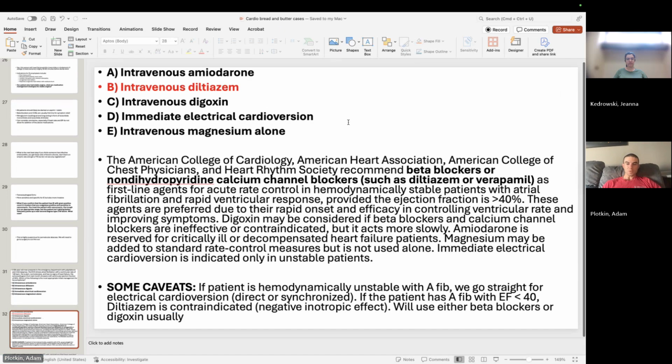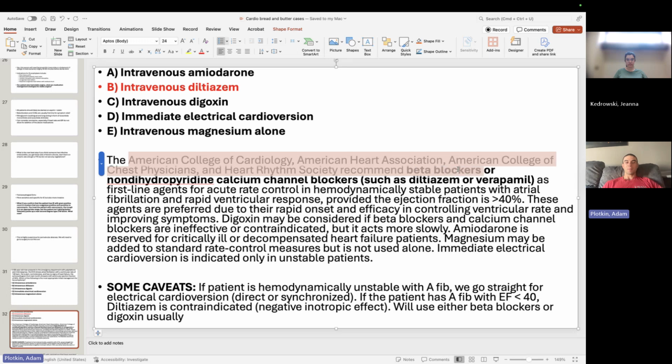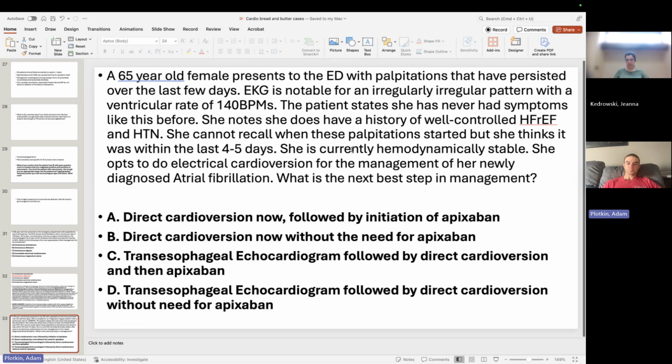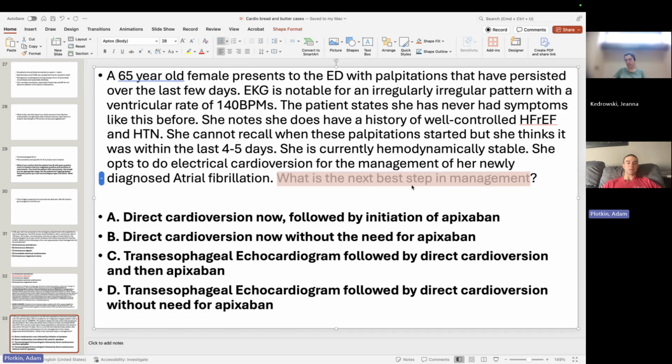All right. Again, I'll send you these slides so you can read a little bit more. But all these different societies recommend beta blockers or non-dihydropyridine calcium channel blockers, such as diltiazem or verapamil, as first lines. We already talked about this caveat. All right. Next question. So again, first line for AFib, hemodynamically stable: IV metoprolol, IV diltiazem, or IV beta blocker, IV calcium channel blocker. Here we're thinking about what's the next best step in management.